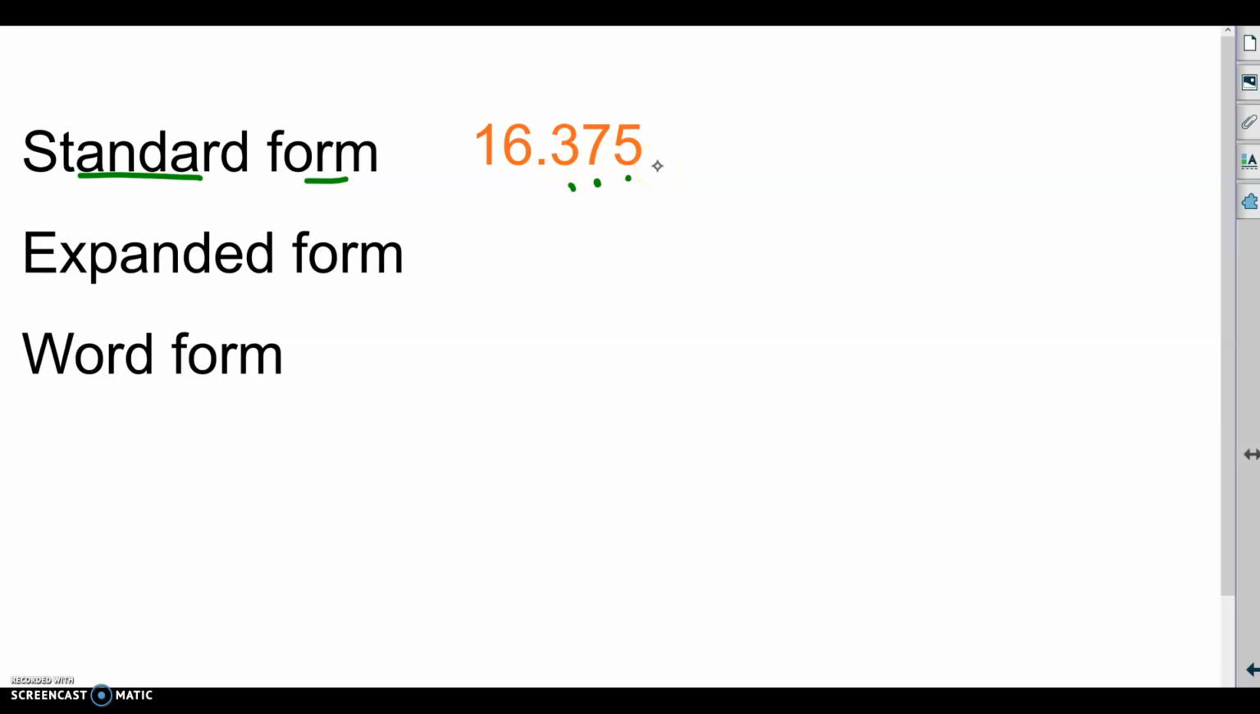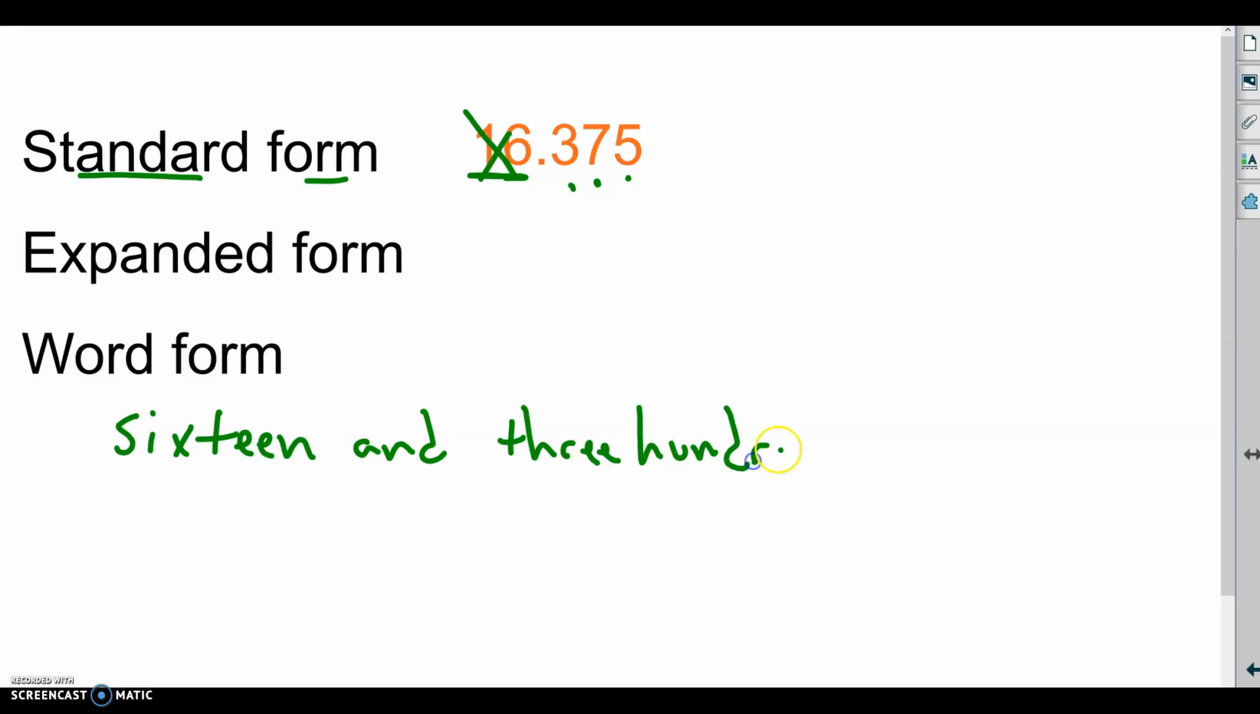All right, so I'm going to skip down to this word form. And word form is just how you would say it out loud. So you'd say that whole number, remember the whole number's on this side, 16, and for the decimal, you just pretend like that 16 isn't even there. So now we say this other number, 370, numbers between 21 and 99 have a dash in them, 75.